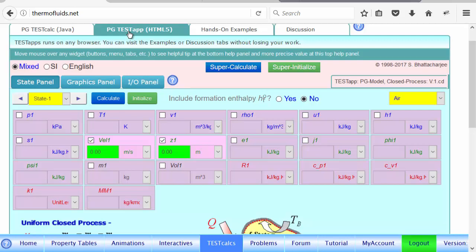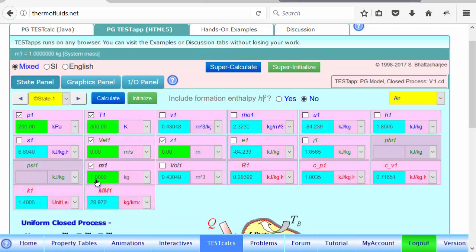Okay, so what is known about the problem? State 1 is our beginning state. Air is already the fluid chosen, so we don't have to change that. Air is at 200 kPa, 300 Kelvin, and we have 1 kg of air. Mass is also known. So the state is completely calculated. And then it's heated at constant pressure.